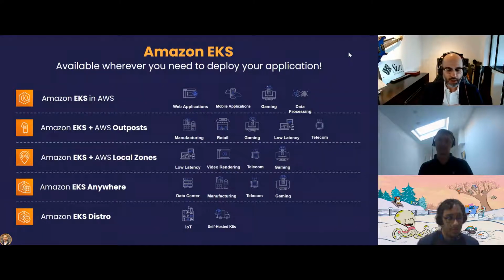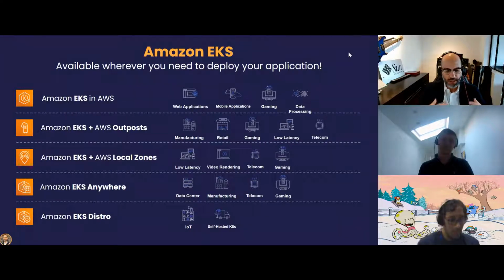We also have local zones, which are zones that are not full-fledged regions. These are compute resources that we place nearer to your facility. This is interesting if you really want lower latency, if you're a little bit far from the nearest region. And finally, we introduced EKS Anywhere.